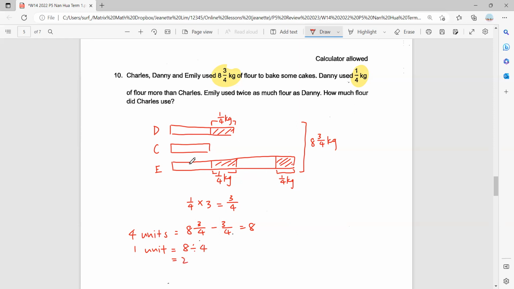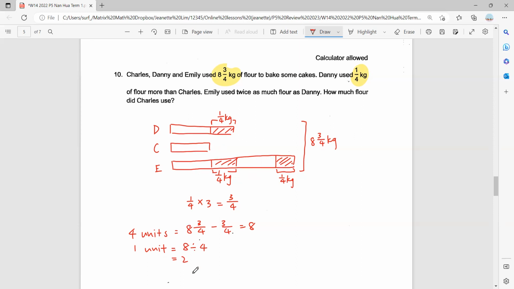What's the question? How much flour did Charles use? Okay, Charles is just 1 unit. So this is the answer, 2 kg.